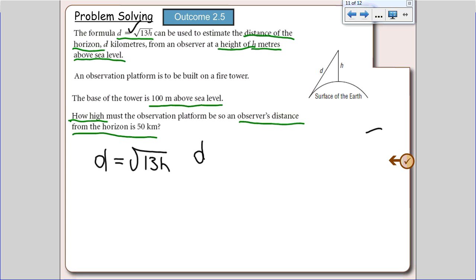We actually haven't done that. H is the height of the tower, and you're right, they've given you a height. They told you that the base of the tower is 100 meters above sea level. Good question. They're telling you where the start of your tower is. Now they want to know how high up you are going to have to go on top of that. So at the very end of the question, we're going to need to use that. We'll have to subtract it.